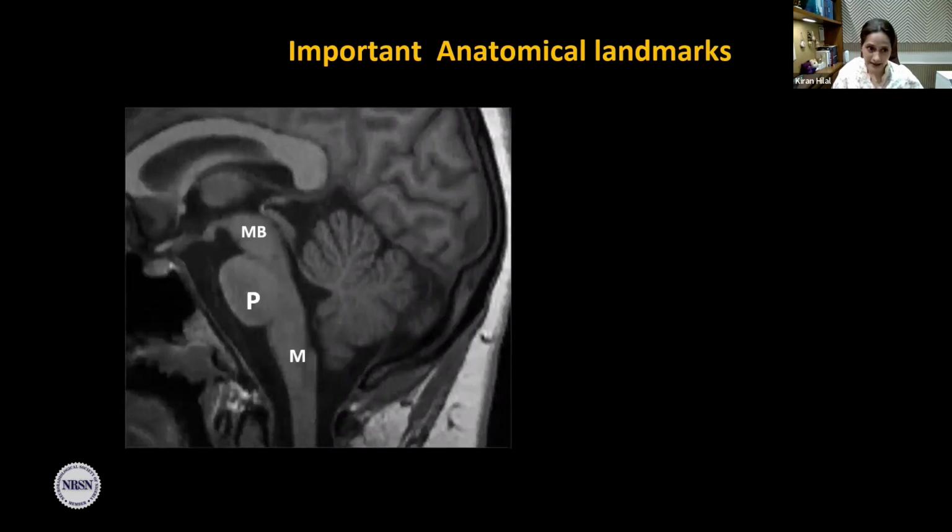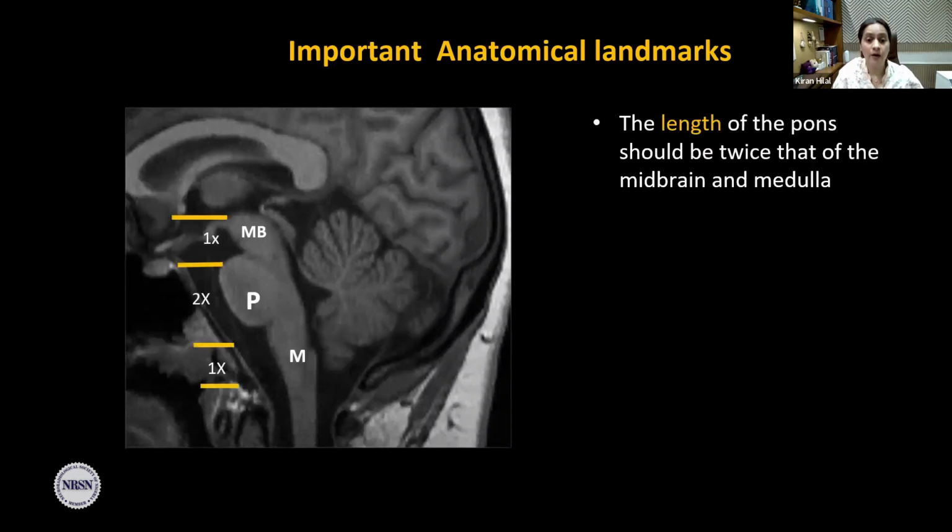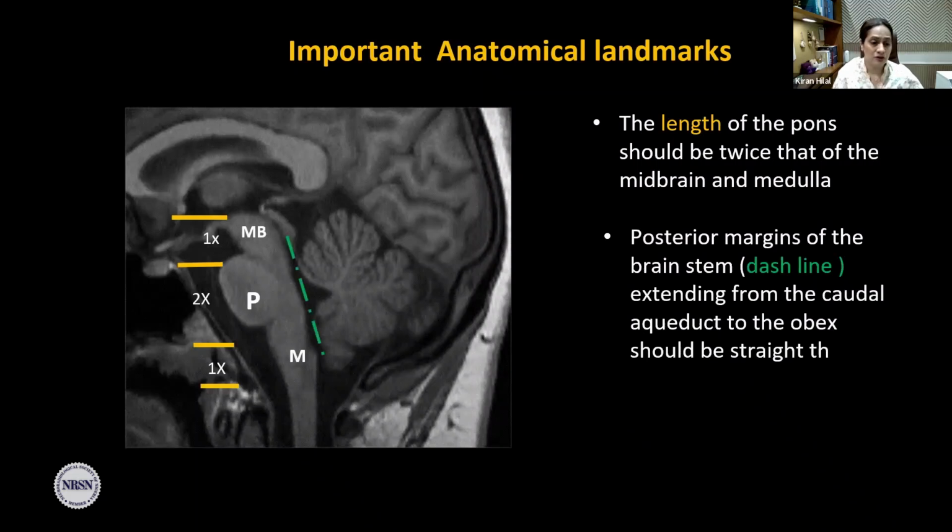Then let's talk about the brainstem anatomy. We know we have the midbrain, the pons and the medulla. But what I want you to remember is the normal size ratio. Always remember the length of the pons should be twice that of the midbrain and the medulla. So the relationship is 1, 2, and 1. That is the normal length ratio of midbrain to pons to medulla.